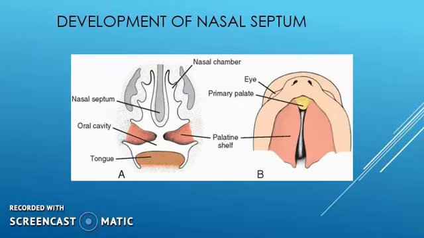The nasal septum is formed from the frontonasal prominence, and inferiorly it merges with the developing palate.